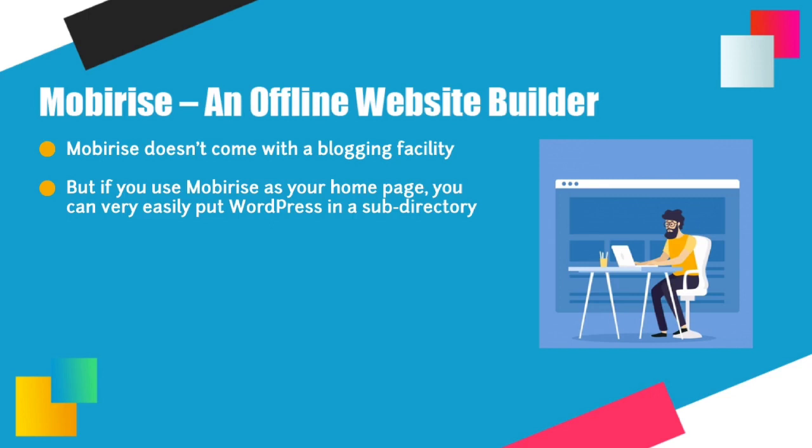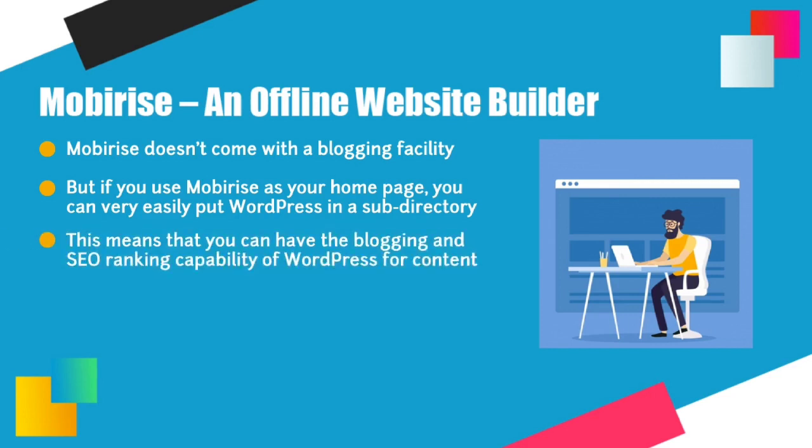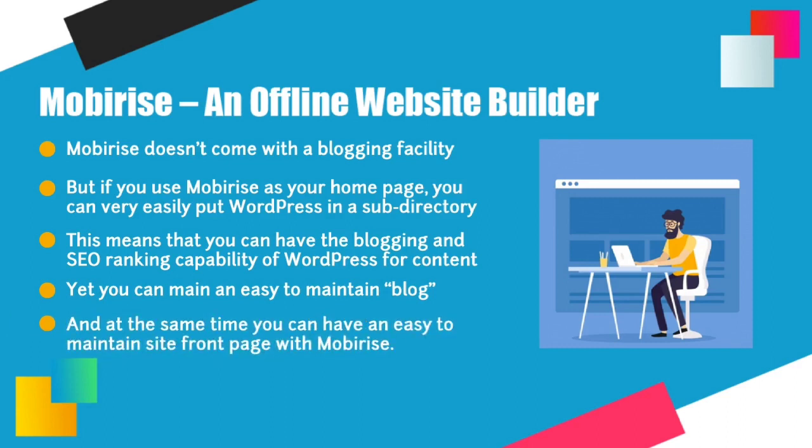So in other words, what you can do is have the blogging and SEO ranking capability of WordPress for content. At the same time, you can maintain your front page with MobiRise. So you can maintain your business pages with MobiRise, and you can blog with WordPress. If you just want a basic blog, a basic update page, you can do that in WordPress. You don't have to have a lot of fancy things, but if you want to have your business site and walk through this process, then you can do that with MobiRise.